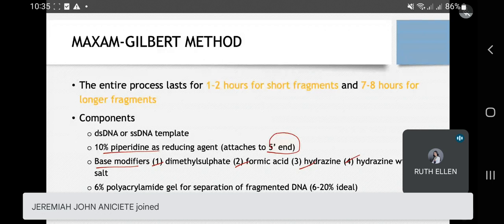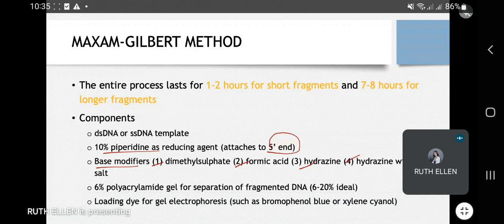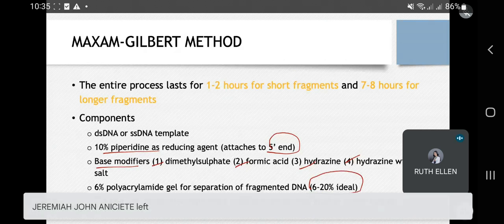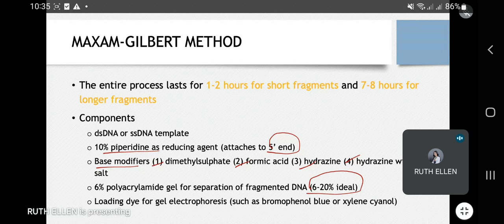For the gel naman, the ideal concentration that we use is 6 to 20%. So, we use 6% polyacrylamide gel, pero pwede din siya hanggang 6 to 20%. Next, we use loading dyes para ma-detect natin sila at ma-visualize for the gel electrophoresis. Pwede tayong gumamit ng bromophenol blue or xylene cyanol.